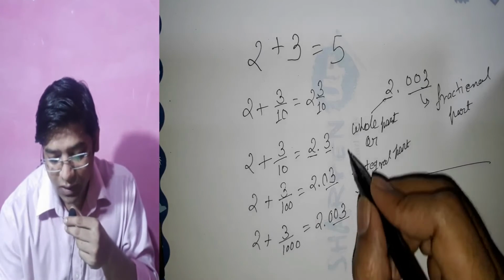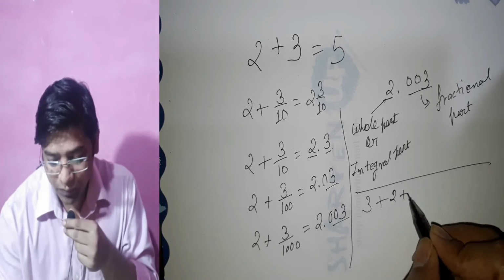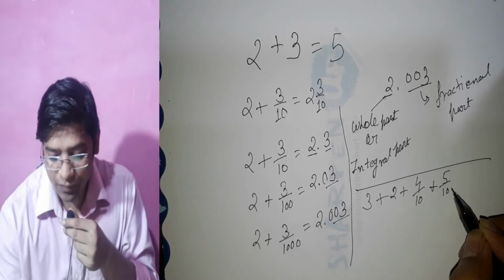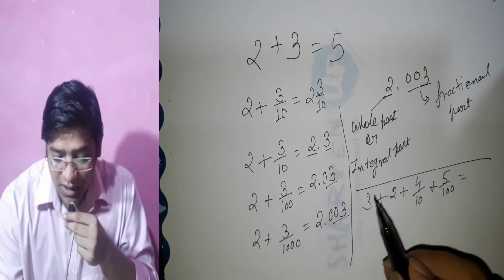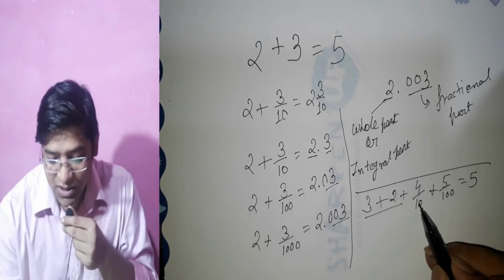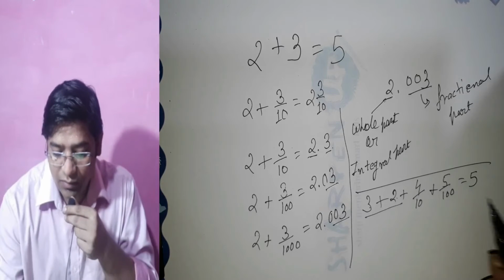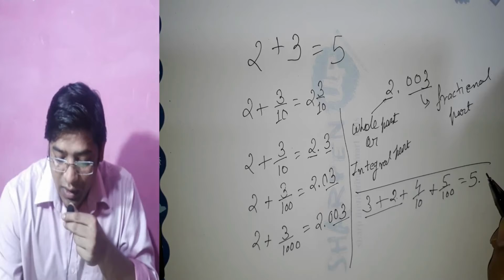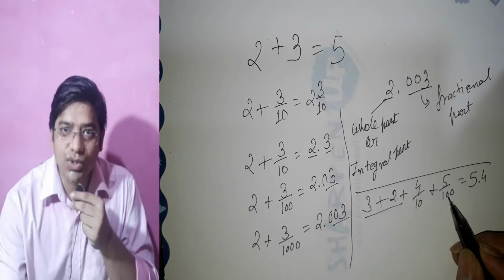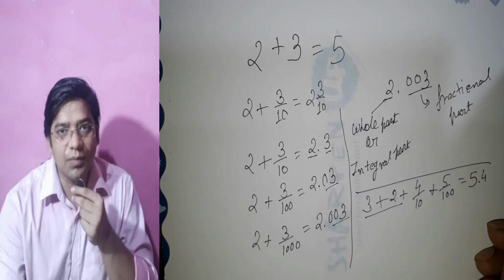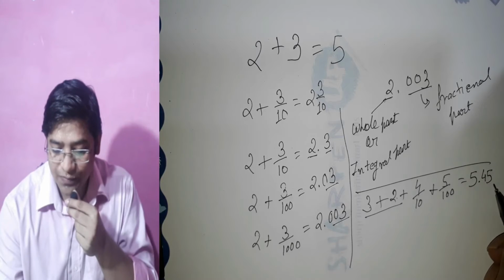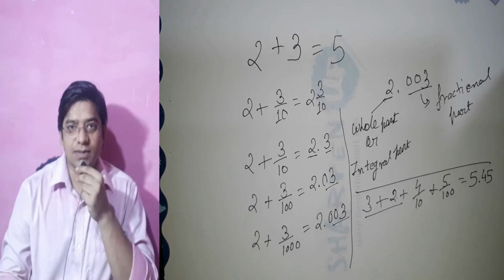3 plus 2 plus 4 upon 10 plus 5 upon 100. So it can be written as: these are whole parts, so 3 plus 2 we know is 5, and this is 4 upon 10, so 4 will come after the point at the first place. Here it is 100, that means there are 2 zeros, so the numerator will come at the second place after the point. So this is the point, this is the first place and this is the second place. So that's how we write decimal numbers.